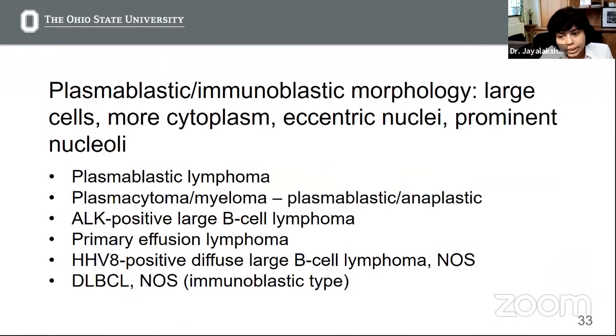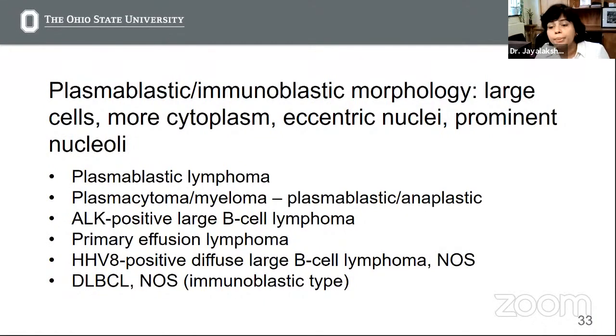So with this case, let's move on to the third morphology category, right? Which is plasmablastic and immunoblastic morphology. These cases show, like the case we saw, large cells with ample amounts of cytoplasm, eccentrically placed nuclei, and almost all the cases will show very prominent nucleoli. The differential diagnosis to consider here would be plasmablastic lymphoma, plasmacytoma, or plasma cell myeloma with anaplastic or plasmablastic features, ALK positive large B-cell lymphoma, primary effusion lymphoma, HHV8 positive diffuse large B-cell lymphoma not otherwise specified, and diffuse large B-cell lymphoma not otherwise specified with immunoblastic morphology.